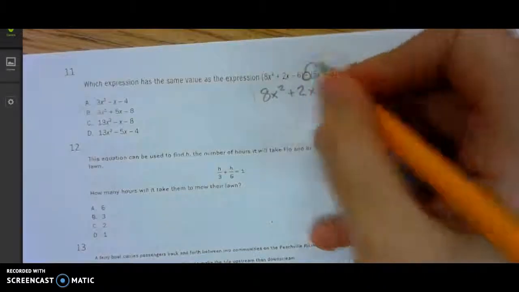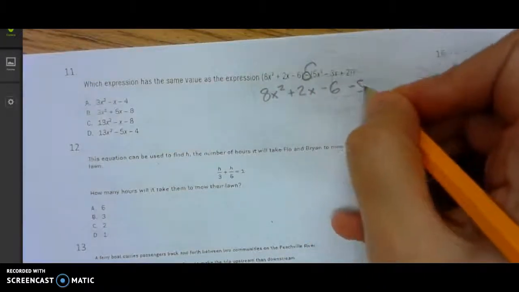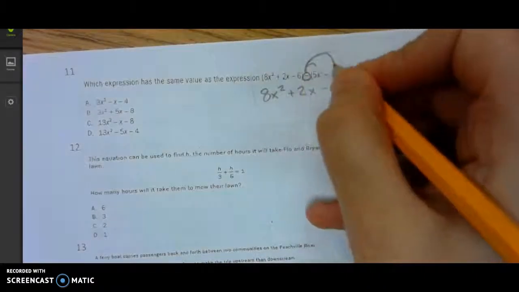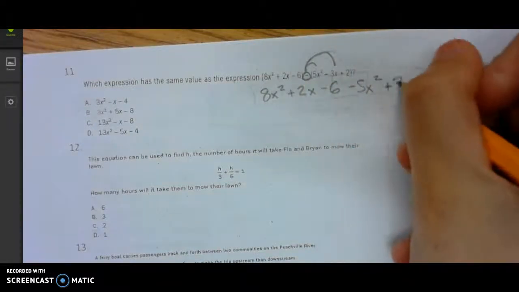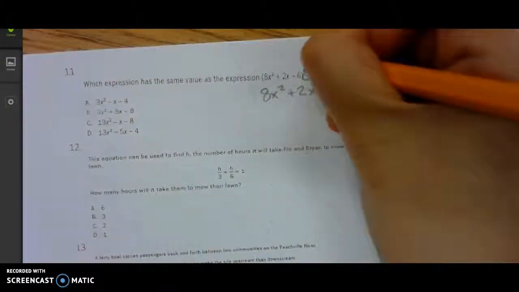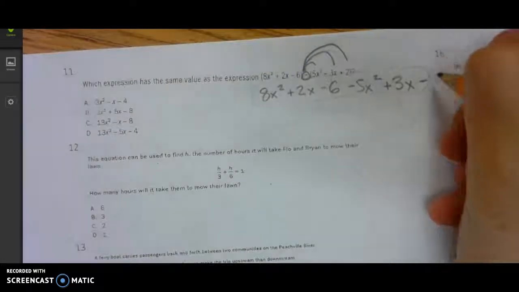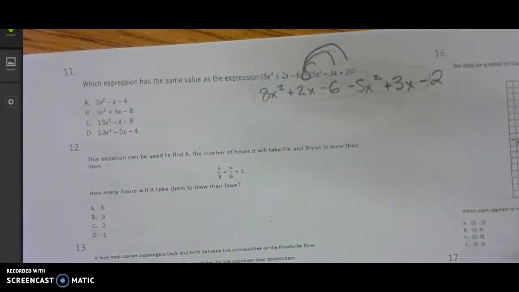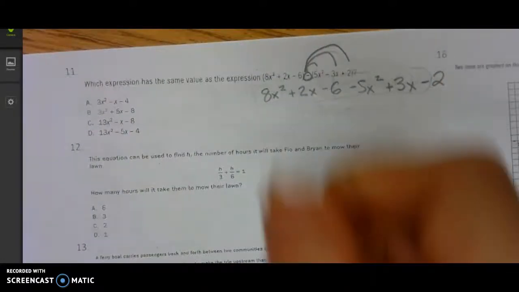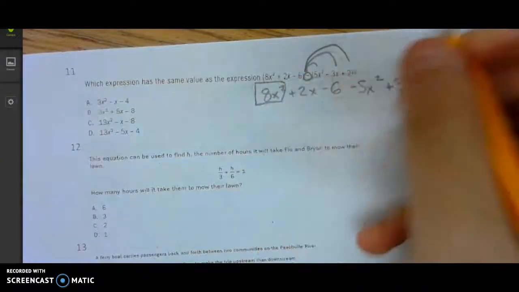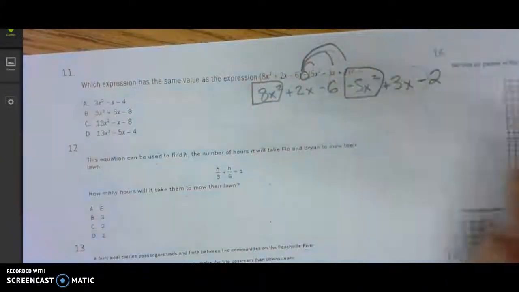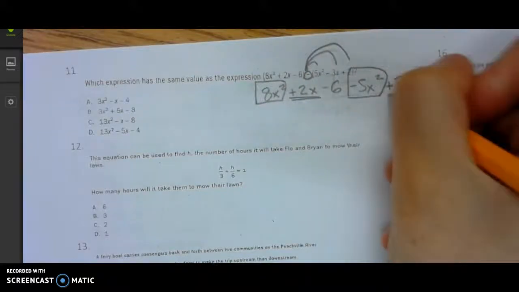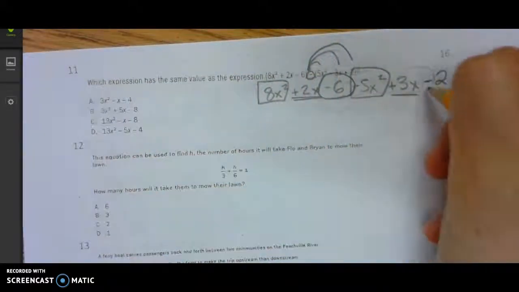So I'll distribute it times the positive 5 and get a negative 5x squared. Distribute it times the negative 3, changing that to a positive 3x. And distribute it times the positive 2, making it a negative 2. Now all I have to do is go through and combine my like terms. So I've got x squared and x squared, x and x, constant and constant.